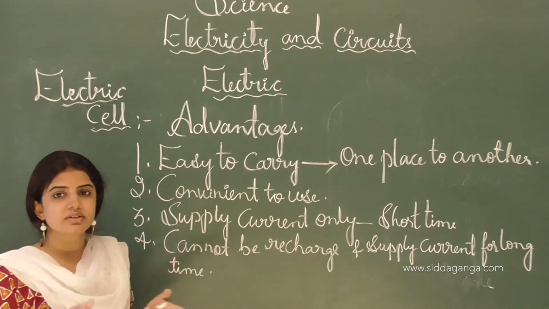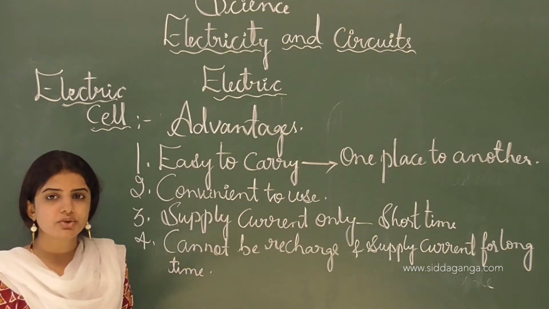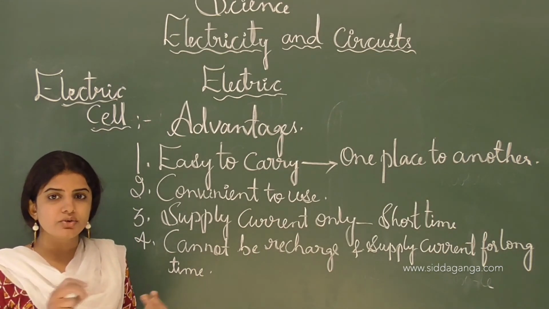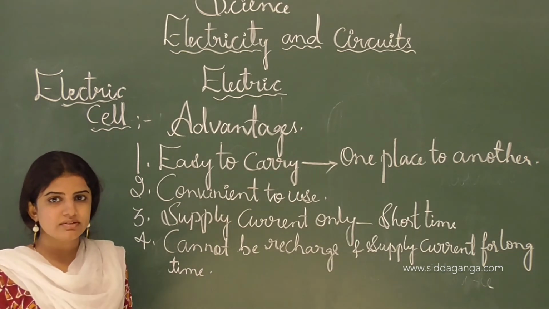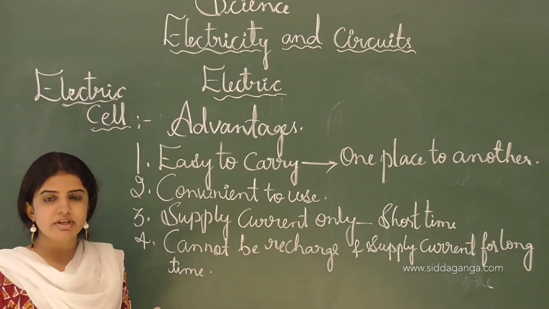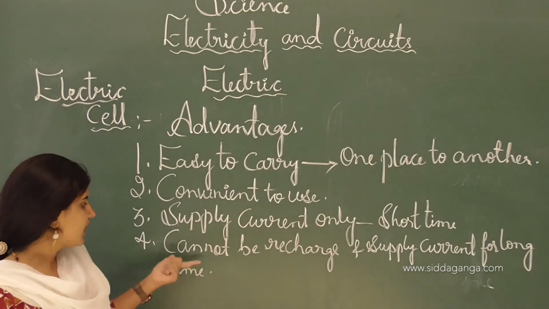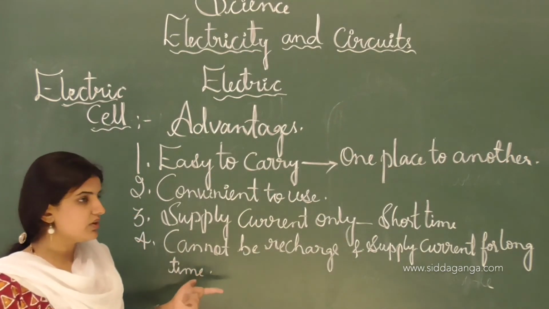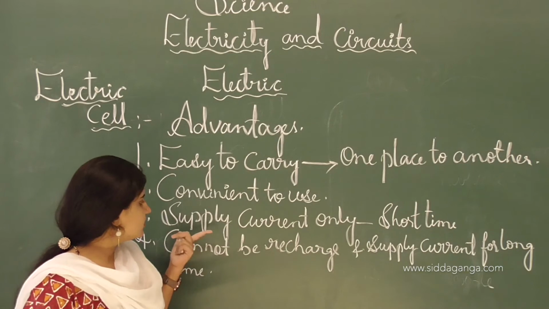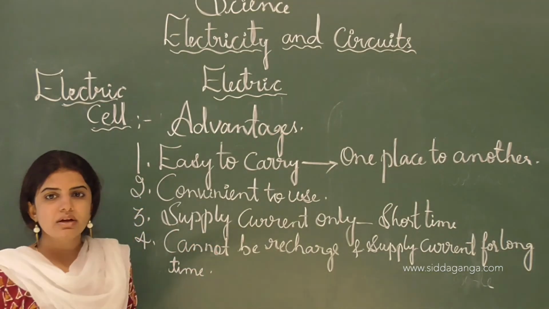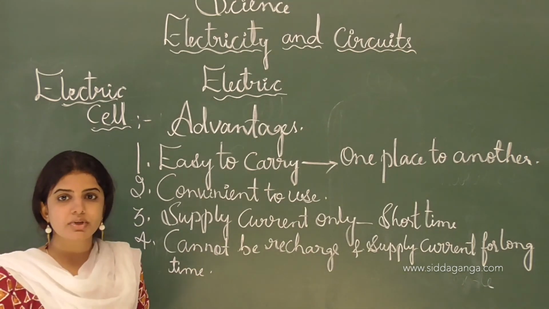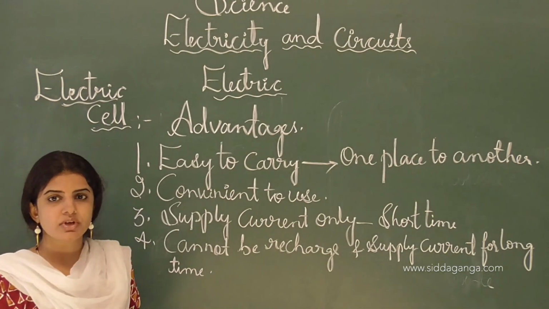It can't be recharged. See, there is no recharge process. As I told you, the chemicals present in the electric cell produce electricity only till they are used up. After the chemicals are used up, no more reaction takes place, and that's why it is called a dry cell. It can't be recharged and supply current for a long time. This is another advantage. And as I told you, it supplies current only for a short time. Once the chemical reaction is completed, the dry cell stops the flow of current, and electricity production stops.